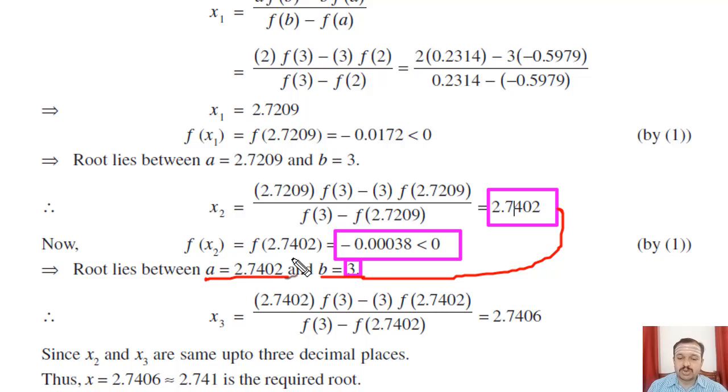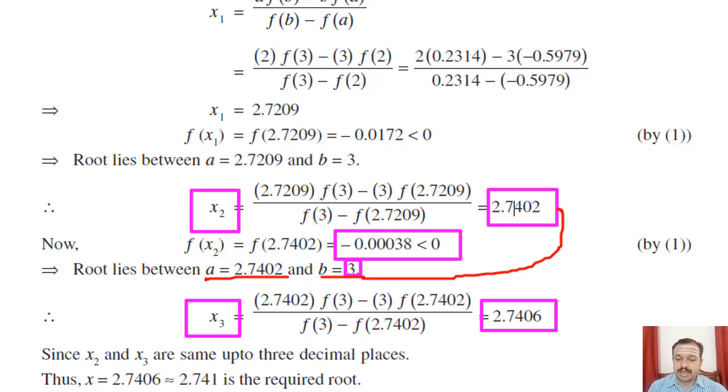Now, using these two values in the same formula which we have used earlier, that is A f of B minus B f of A divided by f of B minus f of A, the same regula falsi formula, if we employ and simplify whatever right hand side we get, the final answer turns out to be 2.7406. So x2 we have observed this much, x3 we have observed this much, and what is our observation?